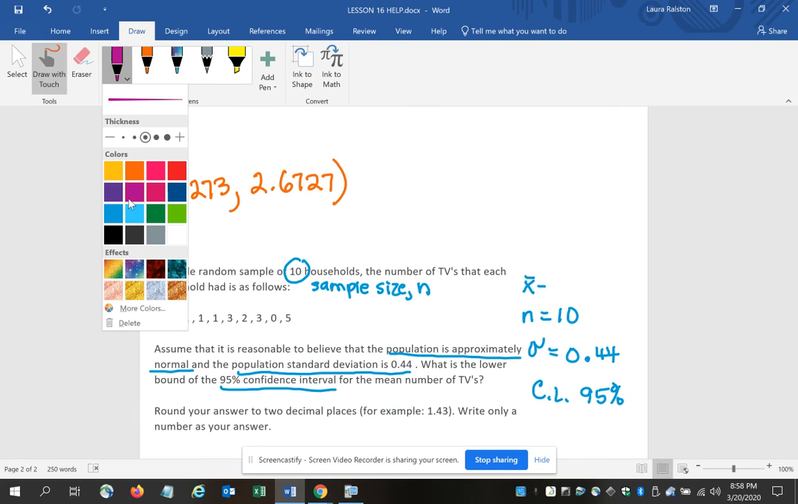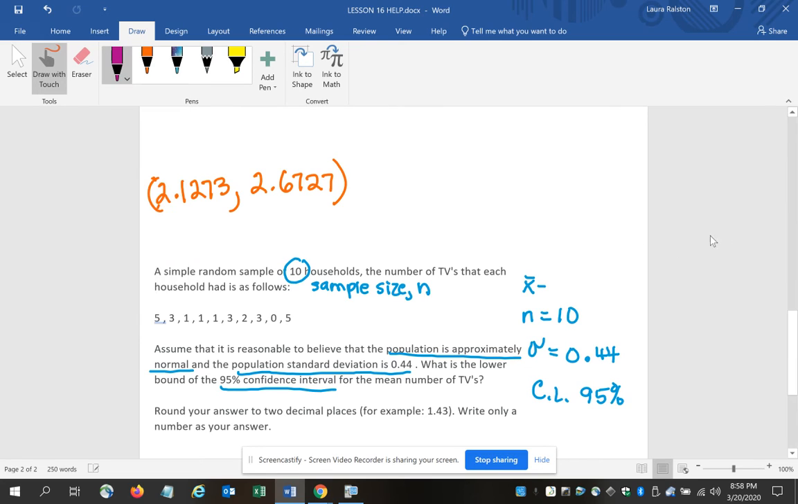Remember, the first number in the parentheses is my lower bound. This is the lower bound. We need 2 decimal places. So in the second decimal place, there's a 2. There's a 7 next door, so it rounds up. You get 2.13. Okay?